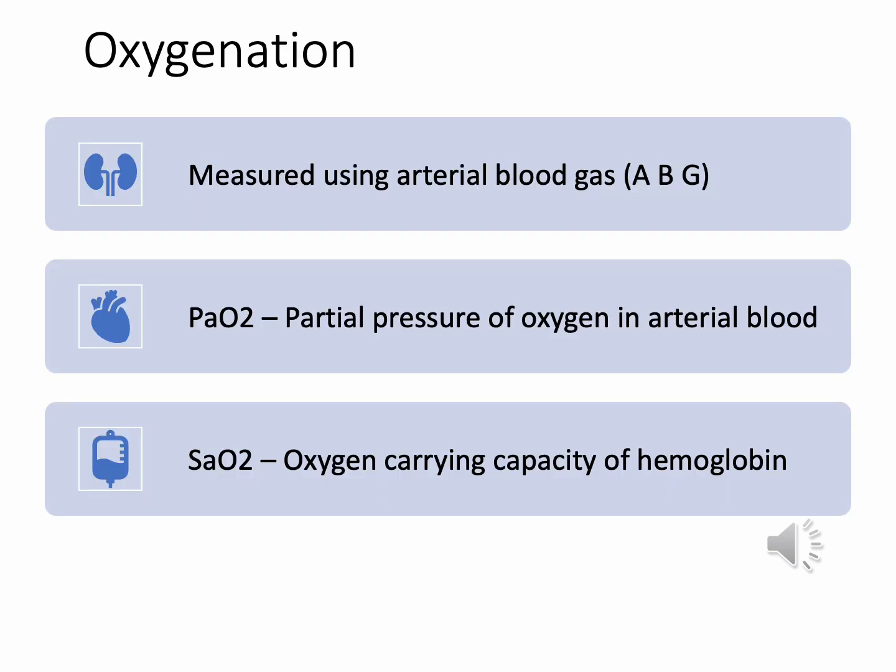Oxygenation is measured using arterial blood gas sampling. The PaO2 measures the partial pressure of oxygen in arterial blood and is the most important factor in determining how oxygen binds to hemoglobin. If the PaO2 is high, the more oxygen is able to bind with hemoglobin. If the PaO2 is low, then less oxygen is able to bind with hemoglobin. The SaO2 measures the oxygen carrying capacity of hemoglobin and can be assessed through the use of pulse oximetry. Primarily, SaO2 is used to evaluate respiratory function and is not used to evaluate acid-base balance.